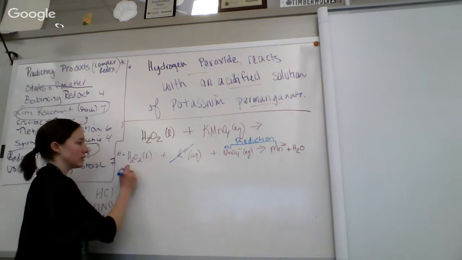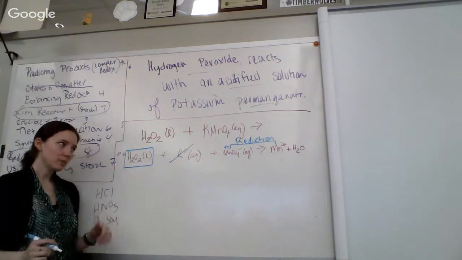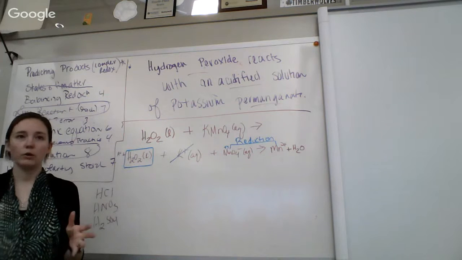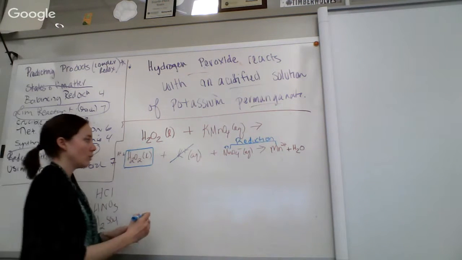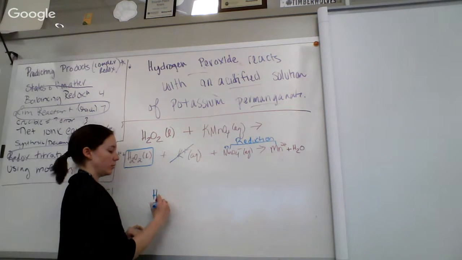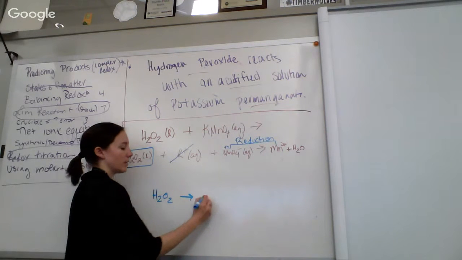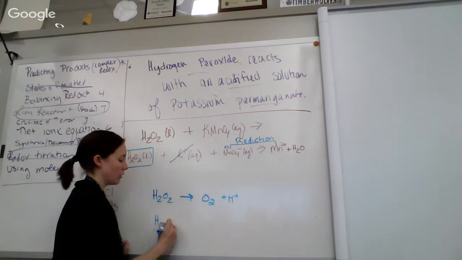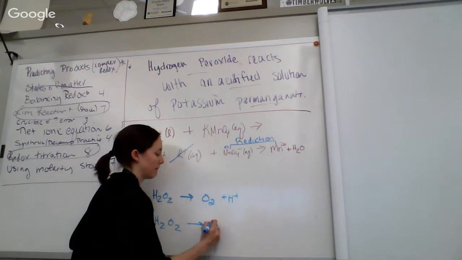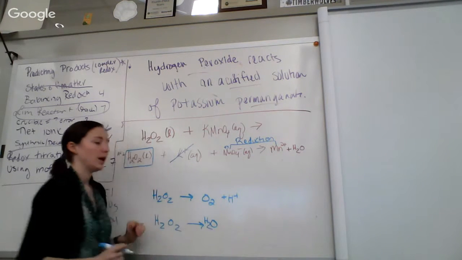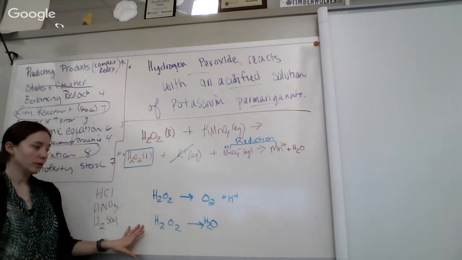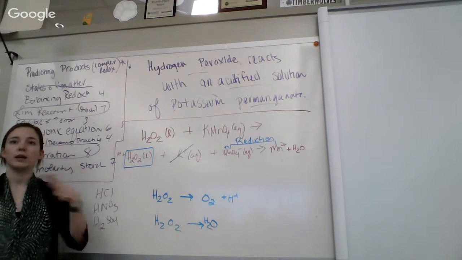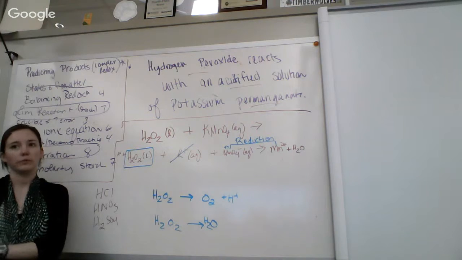Okay, so then that leaves me with hydrogen peroxide. On your things you're supposed to know sheet that I had you memorize, we know hydrogen peroxide is likely to do one of two things. It's either going to become O2 and H+, or it's going to become water. And I said, I want you to know both of them. In one instance, it's being oxidized. In one instance, it's being reduced.